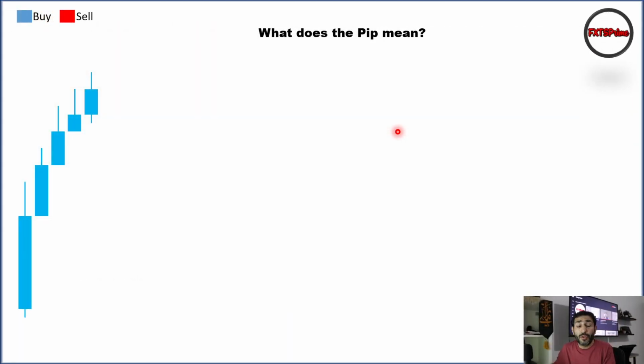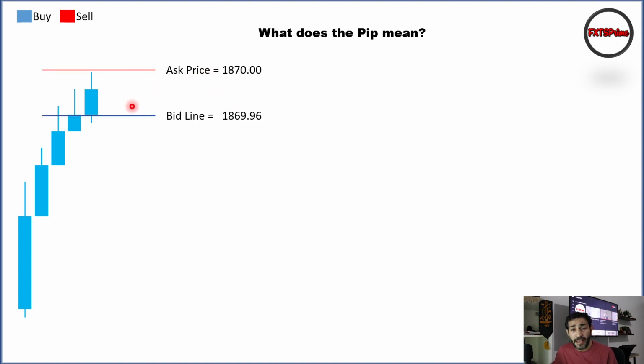So now I want to emphasize the meaning of the pip. What does the pip mean? Most traders don't know what the pip means, and that's why I'm emphasizing this more. I would like to explain it in more detail so you get familiar with it, and we're going to use it in our Telegram channel as well, because we're going to stick to this so we can understand how the signal is working.